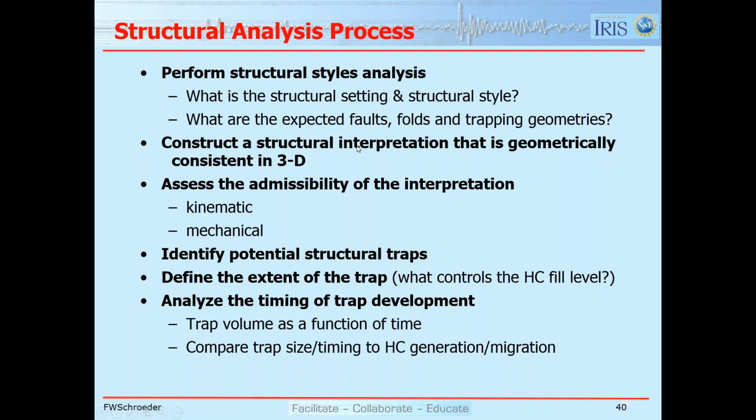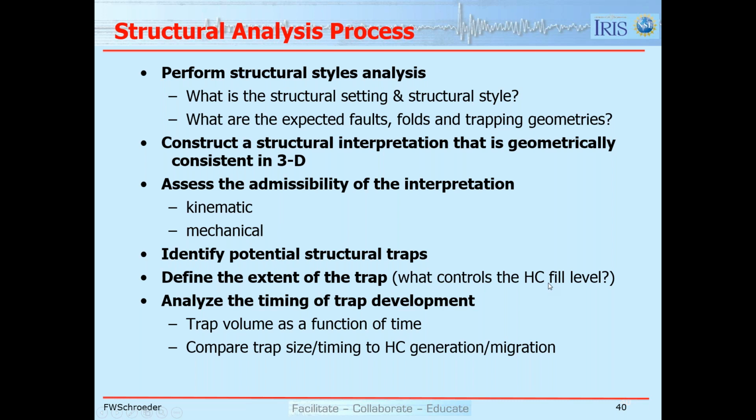We would construct a structural interpretation, making sure it's geometrically consistent in three dimensions. We can look at the kinematic and the mechanical admissibility of the interpretation. We can then identify potential structural traps, try to define the extent of the trap, figuring out what controls the hydrocarbon fill level. Is there a spill point or a leak point?